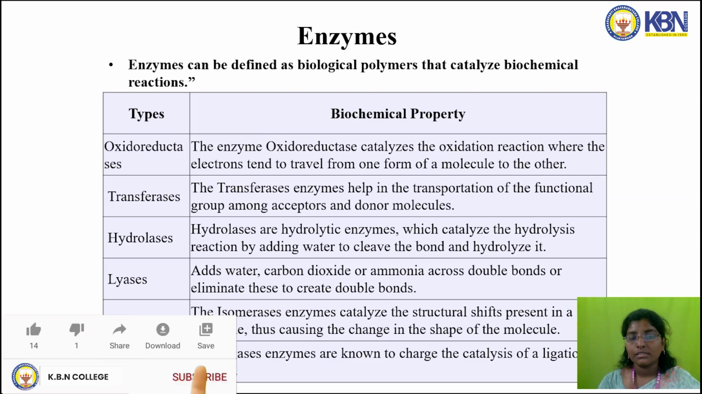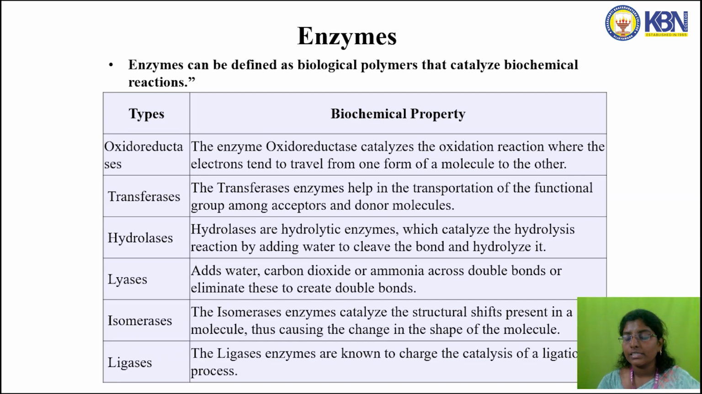Next, lyases add water, carbon dioxide or ammonia across double bonds or eliminate these to create double bonds. Isomerases. This enzyme catalyzes the structural shifts present in a molecule, thus causing the change in the shape of a molecule. Next, finally, the ligases. These are the enzymes that are known to catalyze the ligation process.